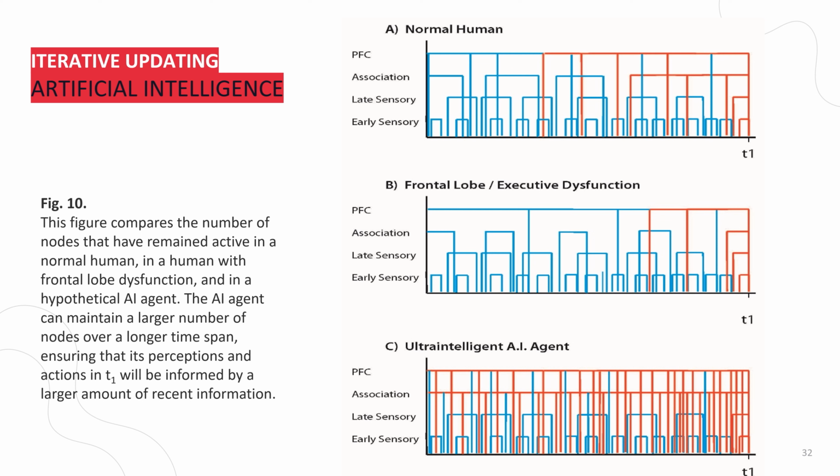This figure compares the number of nodes that have remained active in a normal human, in a human with frontal lobe dysfunction, and in a hypothetical AI agent. The AI agent can maintain a larger number of nodes over a longer time span, ensuring that its perceptions and actions in T1 will be informed by a larger amount of recent information. If the sustained activity of higher order nodes was programmed to persist for extended intervals, an AI system could exhibit a superhuman capacity for continuity.